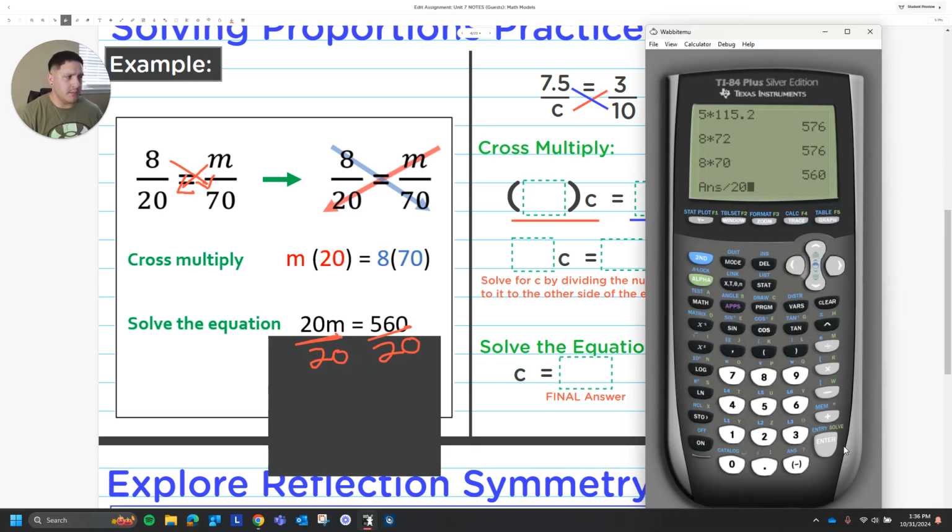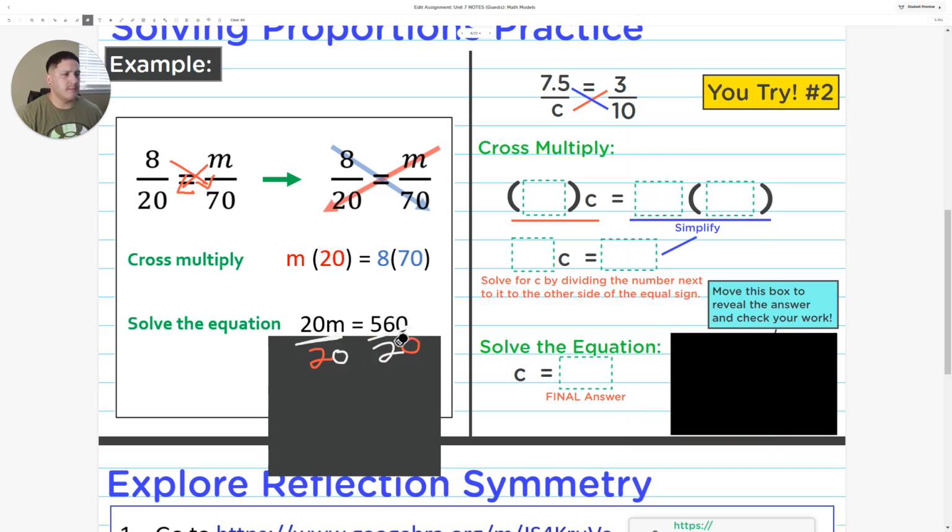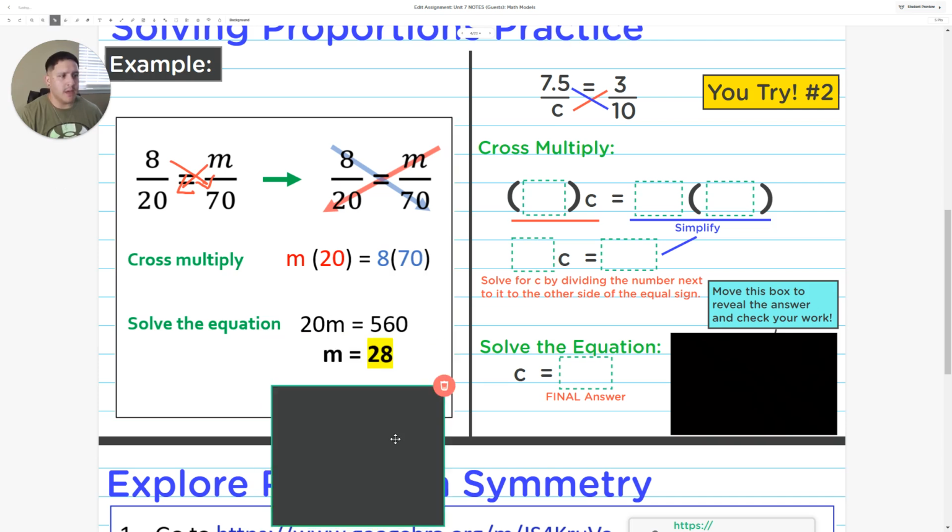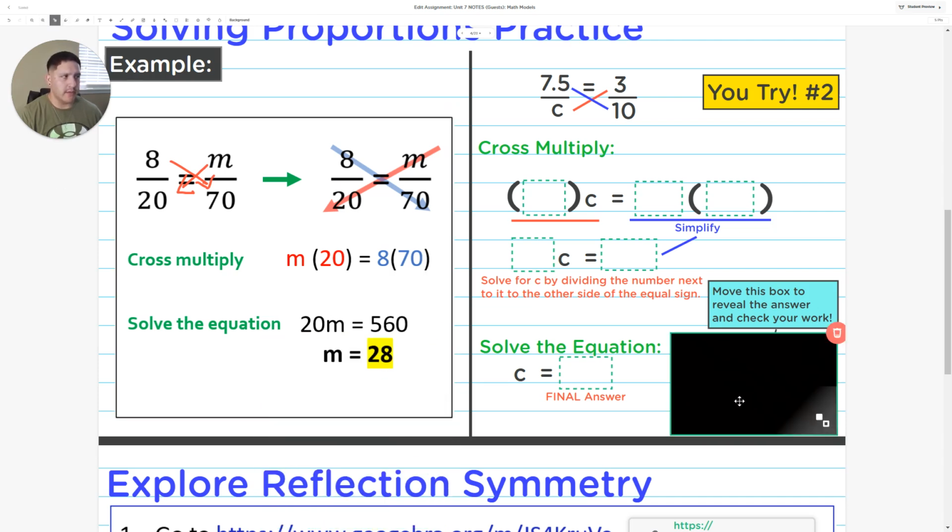560 divided by 20 is 28. The 20s on the left side would cancel. And again, m is equal to 28.